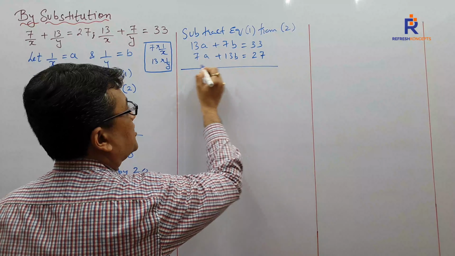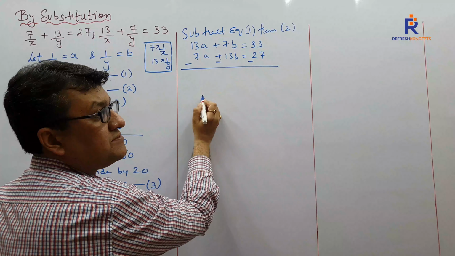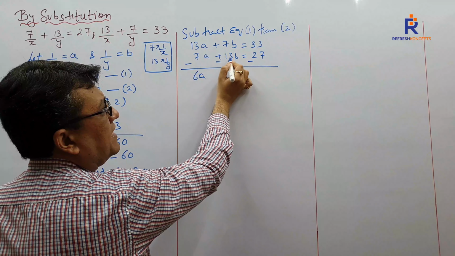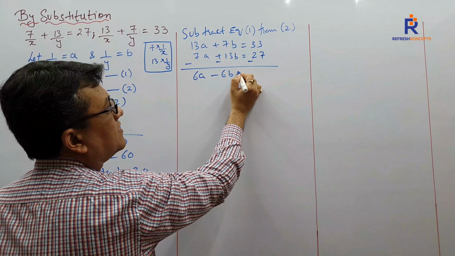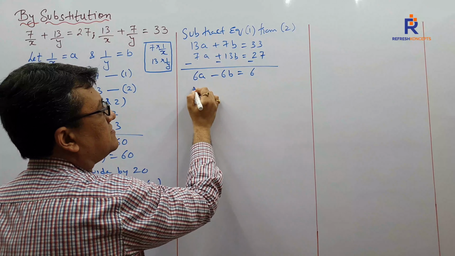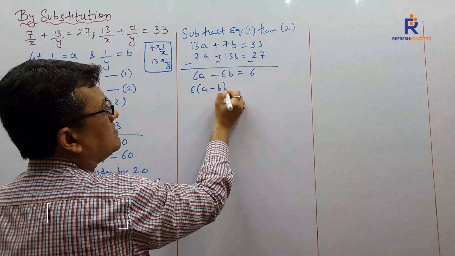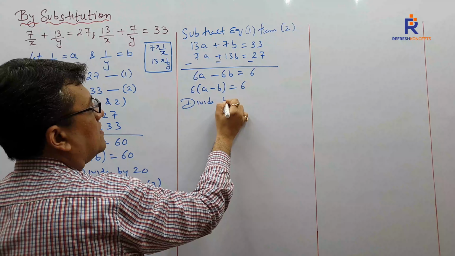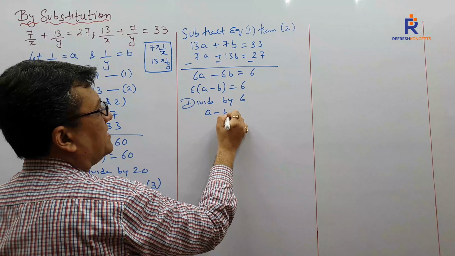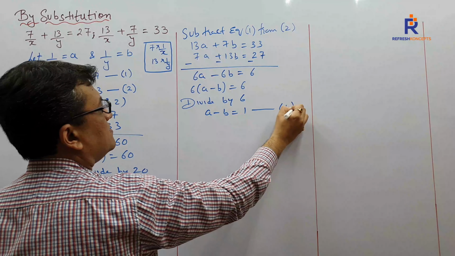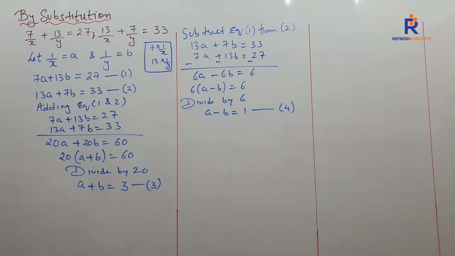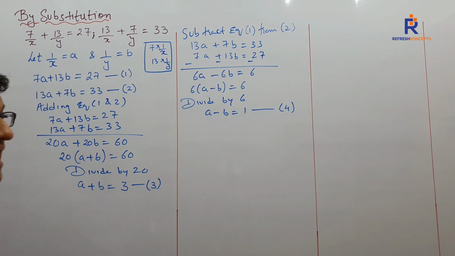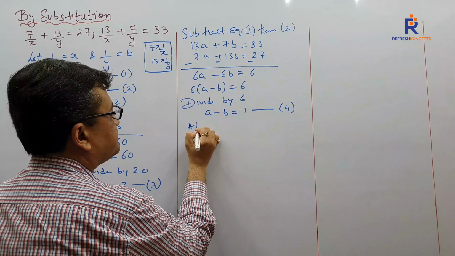When I go for subtraction, sign changes. 13 minus 7, 6a. 7 minus 13, minus 6b. Here it is simply 6. 6 common. a minus b is 6. Divide by 6. What will I get? a minus b is 1. This is my equation number 4. In add, subtract, add, we say add, we say subtract, and now we say add. Adding equations.